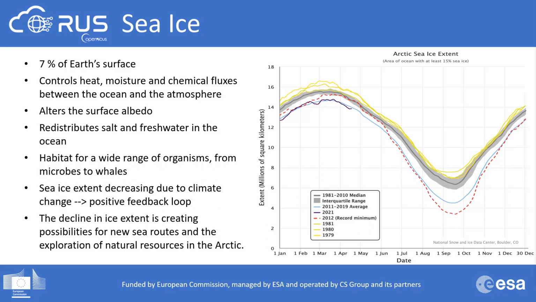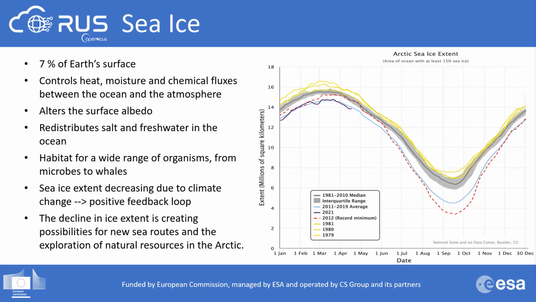Now, on the image to the right, as I've mentioned, you can see the Arctic sea ice extent, with the red dashed line showing the minimum ever recorded, which occurred in 2012. But you can also see in yellow the first years on record in the National Snow and Ice Data Center that are significantly higher than already the median of the period between 1981 and 2010.